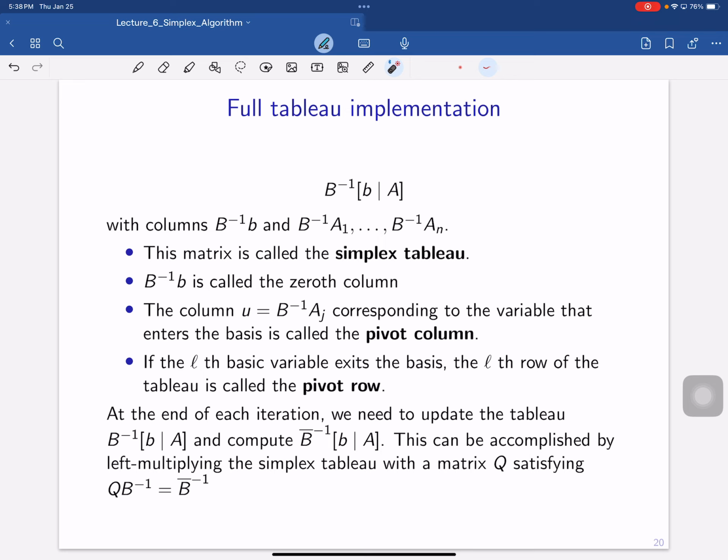We don't really need to compute this inverse all over again. We just need to multiply this by Q. Q are the unit elementary row operations. Okay.